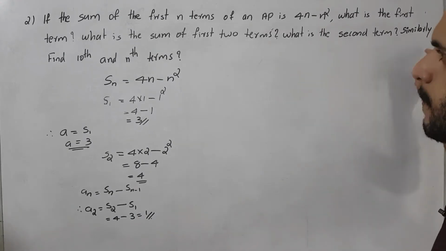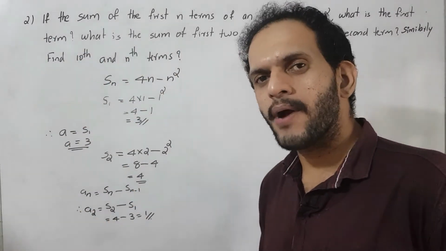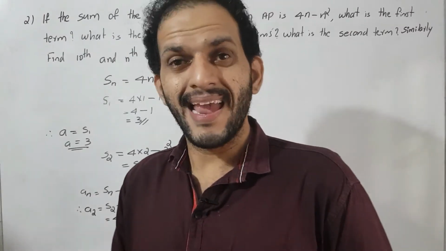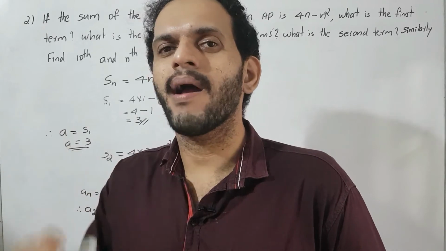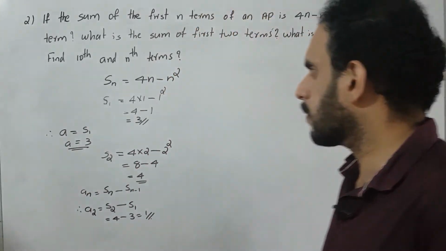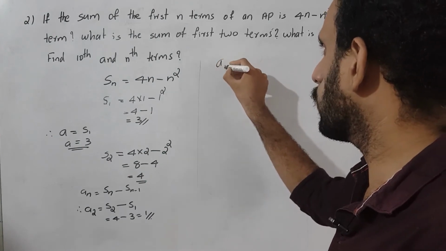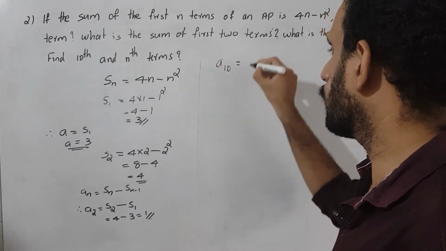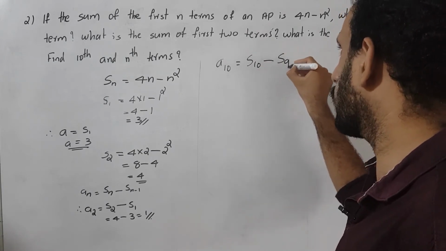Then what is next? Similarly, find the 10th term. With this idea, how do we find the 10th term? Yes, A10, correct. A10 is equal to S10 minus S9. Then we are writing here A10, that is the 10th term. A10 is equal to S10 minus S9.